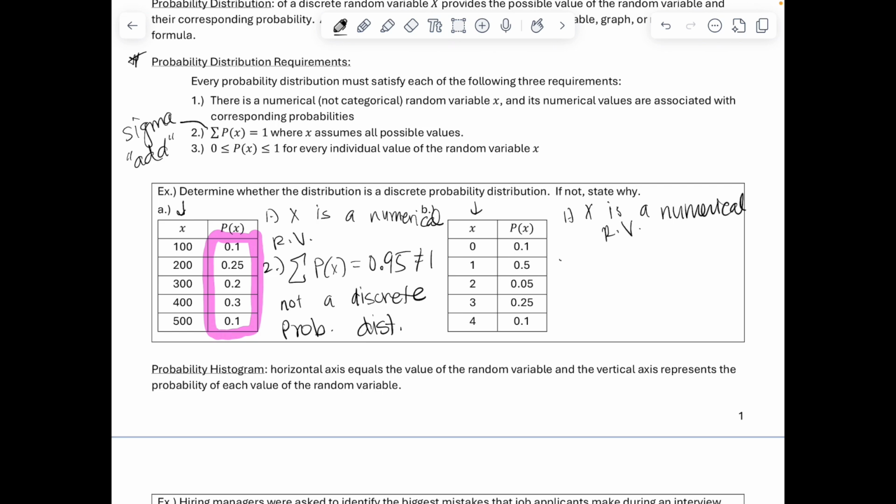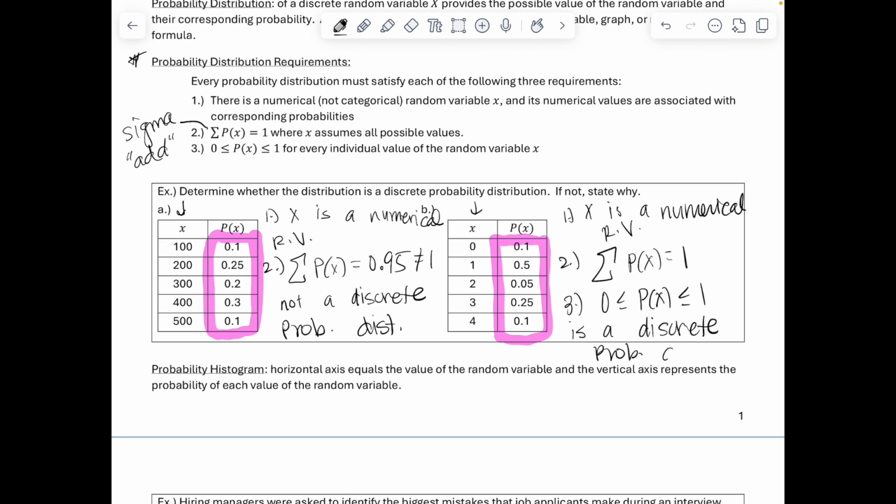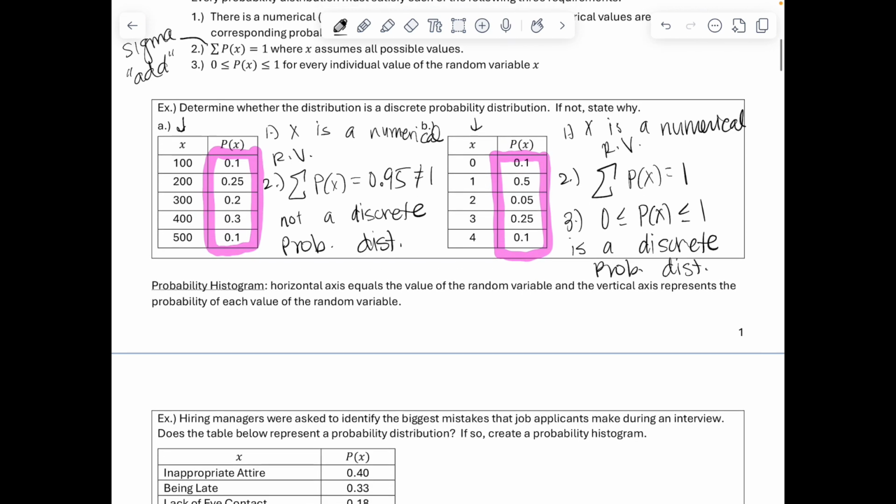So x is a numerical random variable. From here, adding these up, we can see that the sum of the probabilities is equal to 1, which is what we needed it to be. And the third thing is that if you look at all those probabilities that we have, they are all either greater than or equal to 0 or less than or equal to 1. So since all three of these requirements are met, we can say this is a discrete probability distribution. Again, making sure you check all three of those requirements.